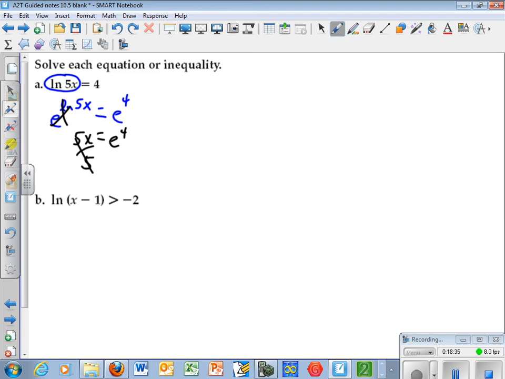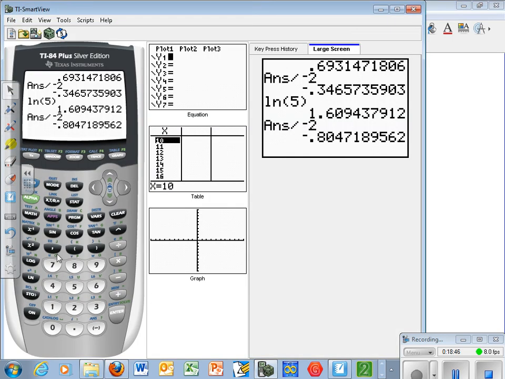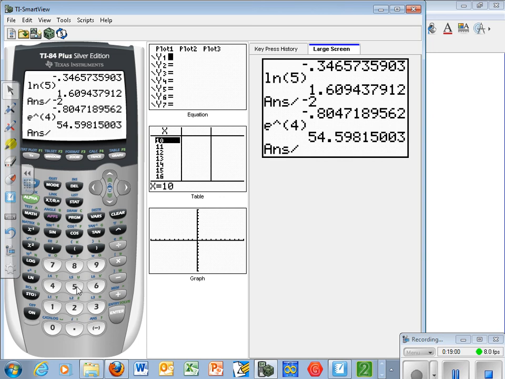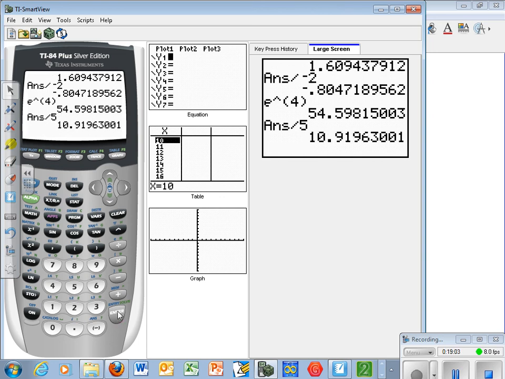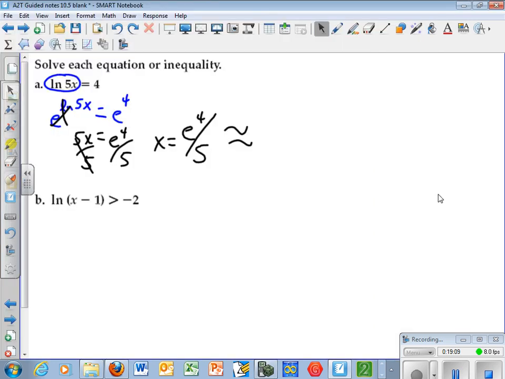Well, now I'm going to divide by 5 to get x alone. So I'm going to take e to the 4th power and divide by 5. And we'll figure out approximately what that equals. So let's go with e to the 4th divided by 5. Now if I'm doing e to a power, I hit second e, and I want the 4th power, equals, and I want to divide by 5. Now I could probably do that all in one step, but I get about 10.9196. So approximately 10.9196.